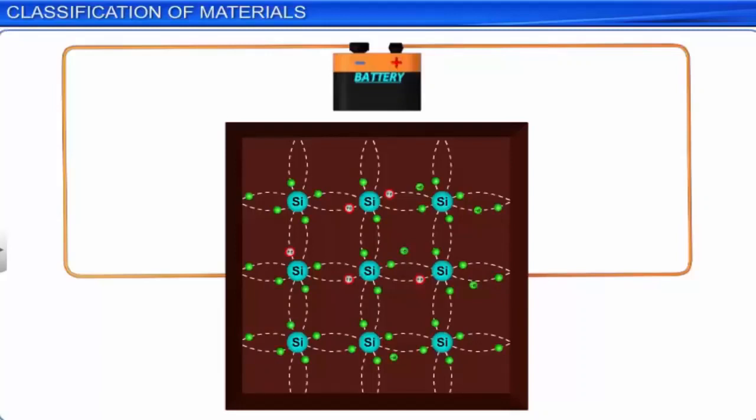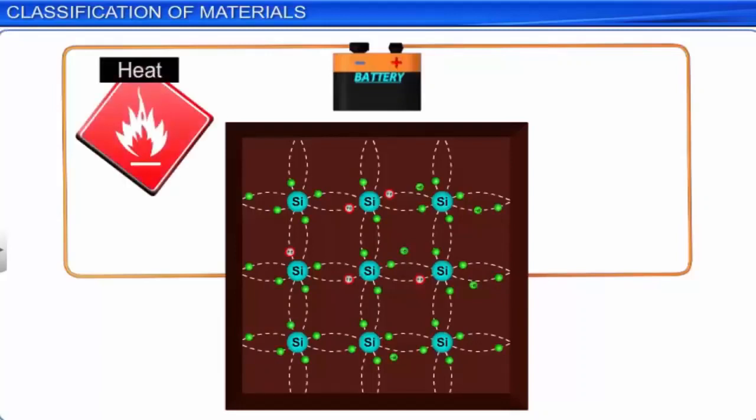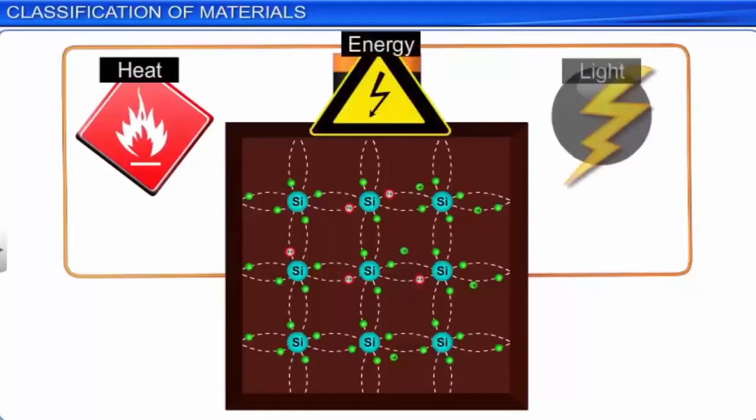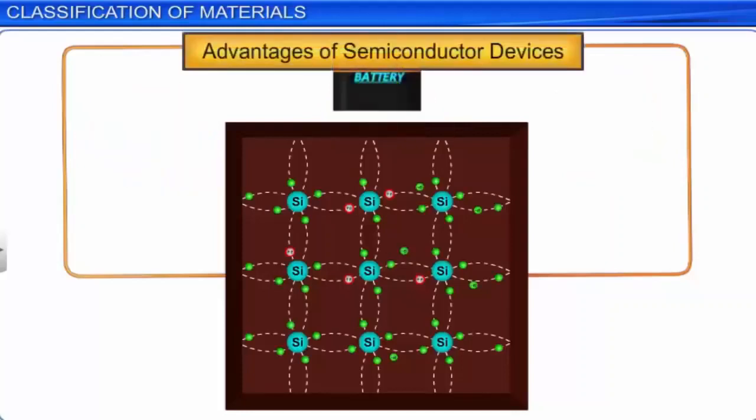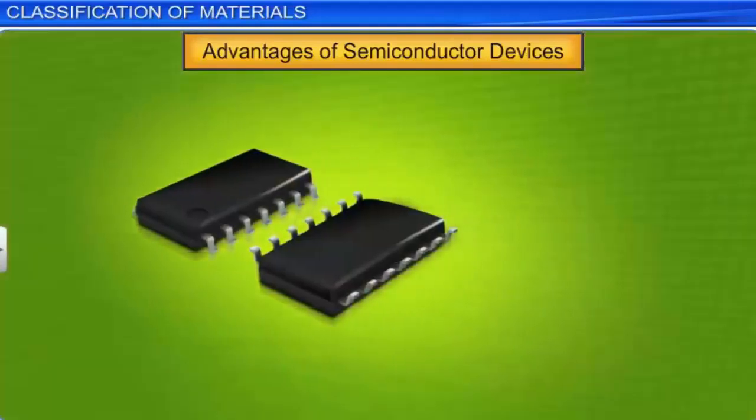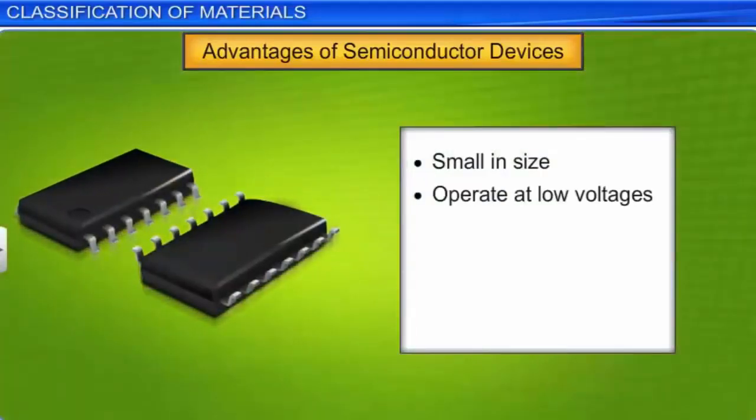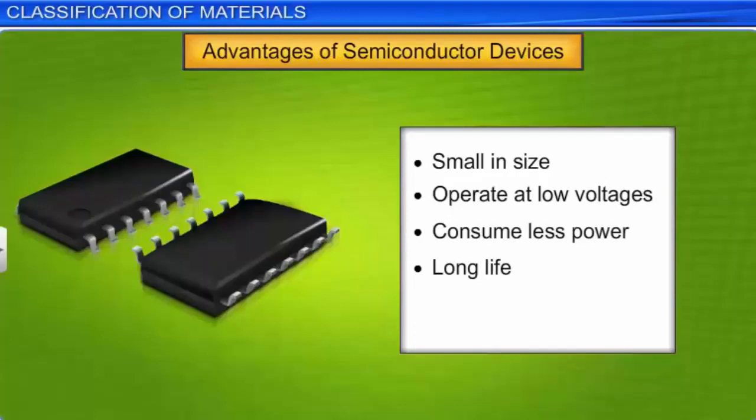Use of semiconductor devices has many advantages, such as they are small in size, they operate at low voltages, they consume less power, they have long life as the solid-state material is durable, high reliability as they are less prone to microphonics. To fully understand semiconductor devices, it is important for us to understand the classification of materials on the basis of their electrical conductivity.